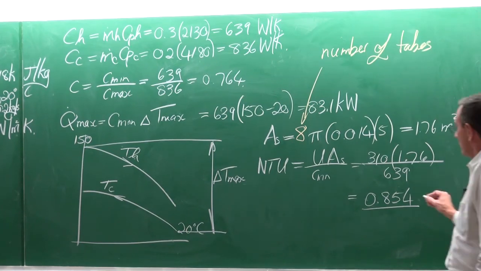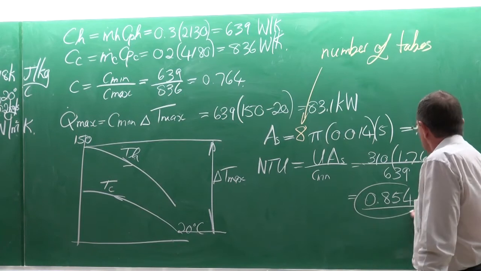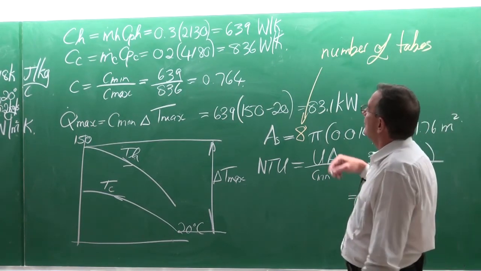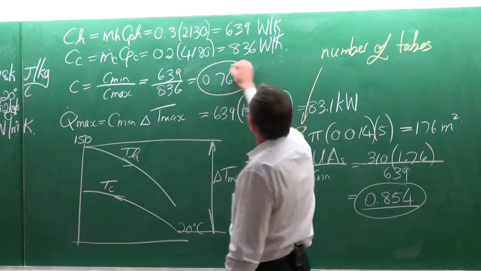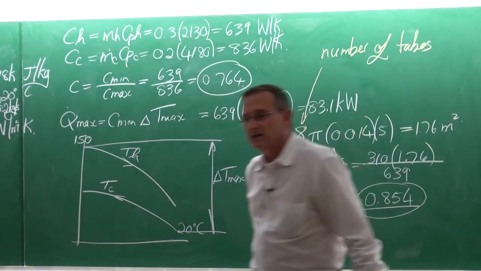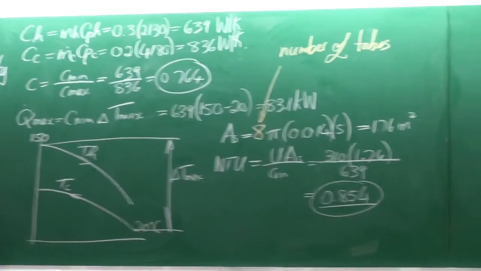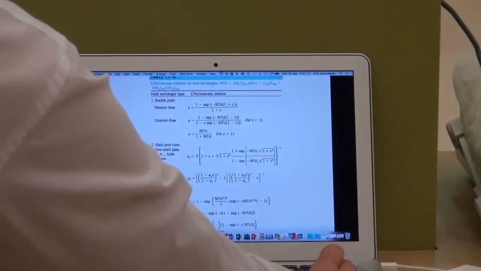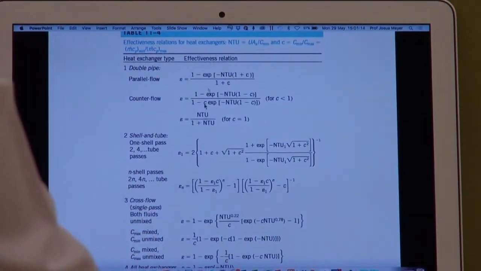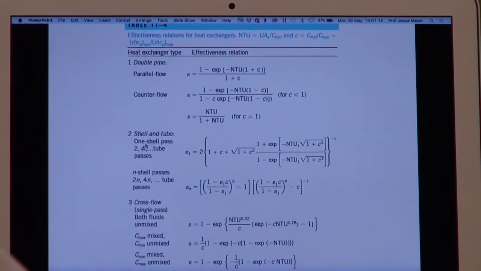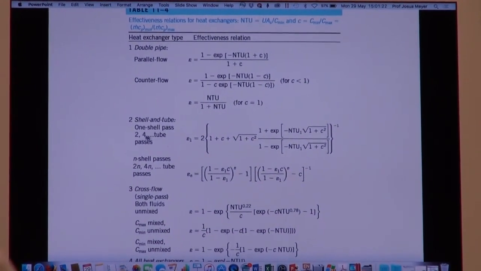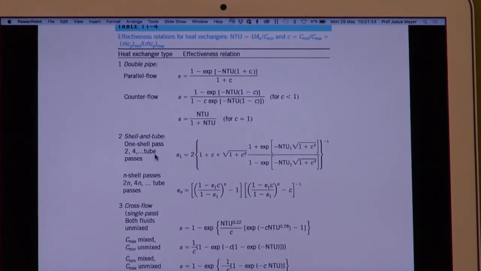Right, so what do we have for this heat exchanger? We've got the NTU and we've got C. Okay, so let's go and look in our graphs and in the tables. The first table is this one here, table 11.4, a shell and tube heat exchanger, a 1 shell pass and 2, 4, 6 and 8 tube passes.